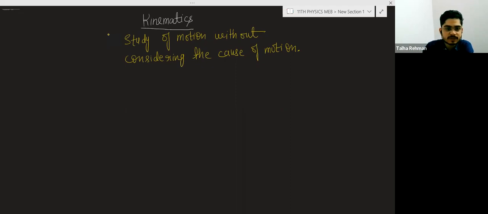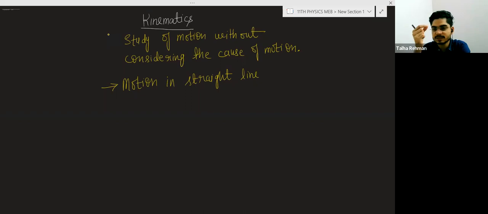So in kinematics we have two chapters. First is motion in a straight line. In motion in a straight line, we only discuss the motion when a body moves along a straight line, or you can say along any one of the axes, x axis, y axis, or z axis. Second is motion in a plane. This we will discuss today.